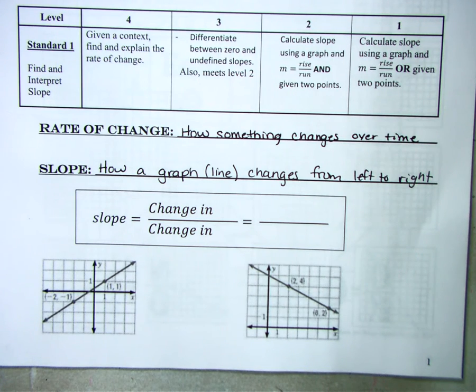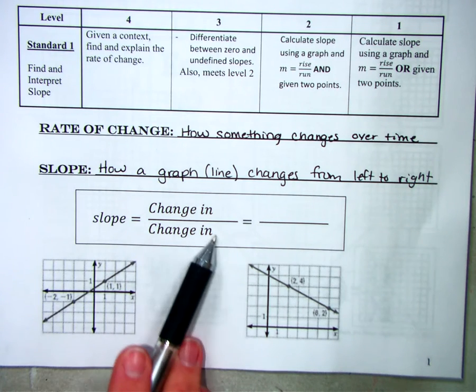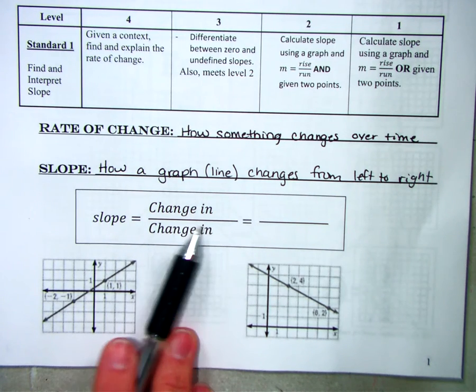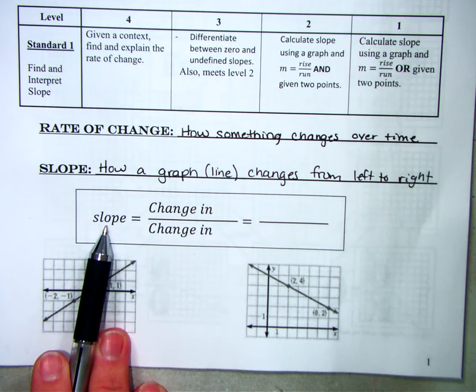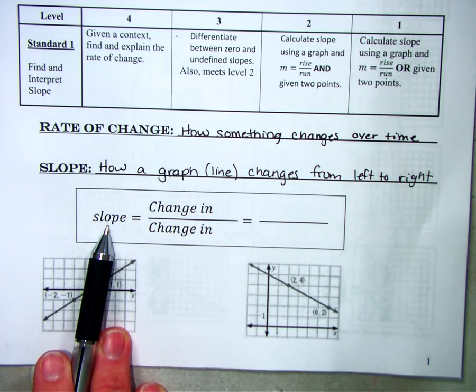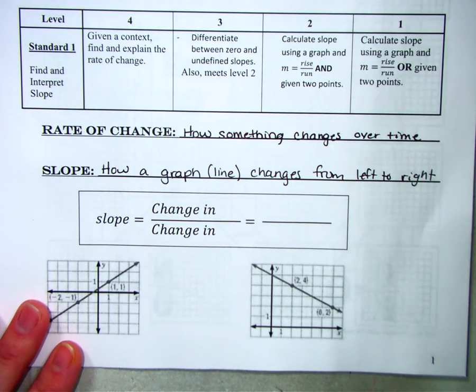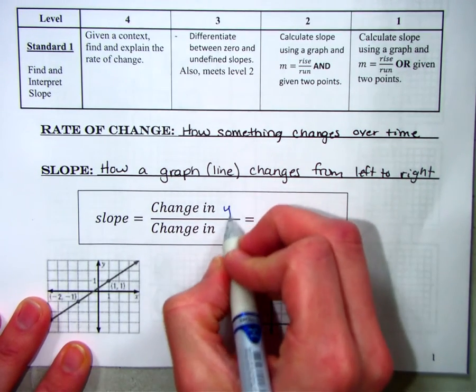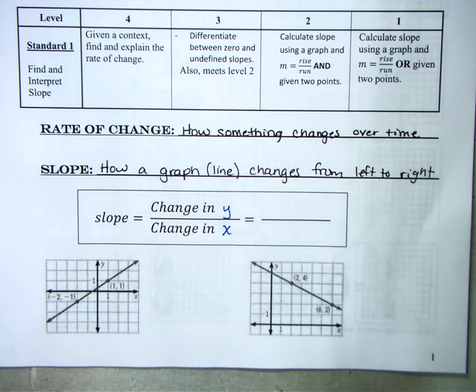Come back to me. This next part is the most important part. When you do slope, when we write down the answer for slope, it has to be the y number on top and the x number on bottom.